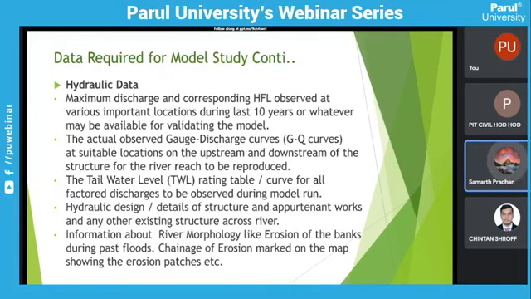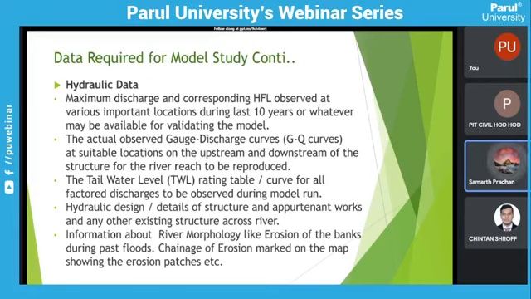This is the hydraulic data. Why is it required? This is the main thing for any structure. So maximum discharge and corresponding high flood level observed at various important locations during the last 10 years, or whatever may be available, for validating the model.